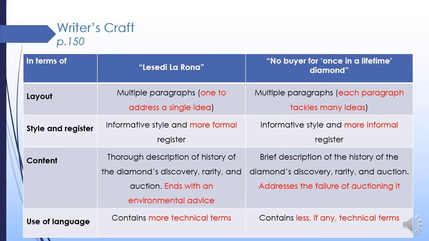But the second text had a briefer, or let's say shorter, description of the history of the diamond's discovery, rarity, and auction, and it addresses the failure of the auction. This was absent from Lesedi La Rona's text, that the auction failed to achieve its goal. They demanded a reserve price of 70 million, and the highest bid was only 61.